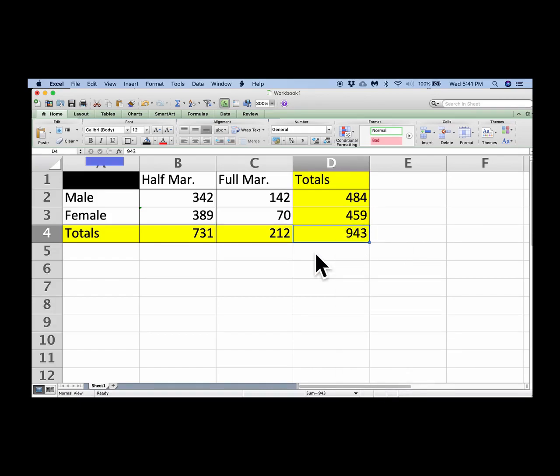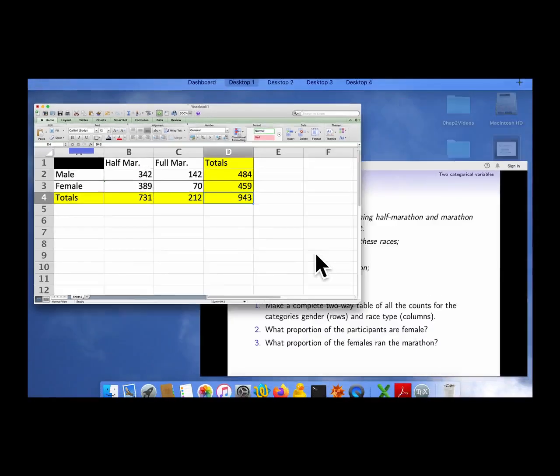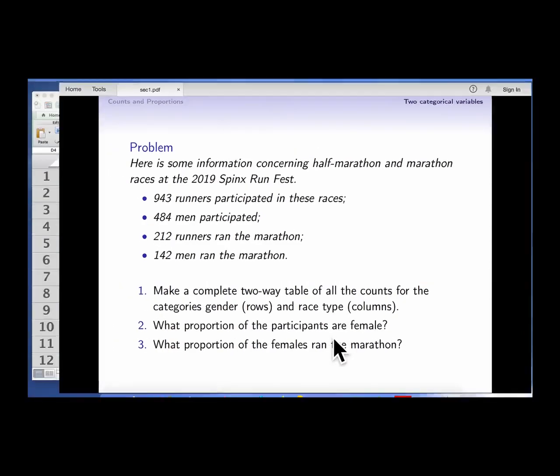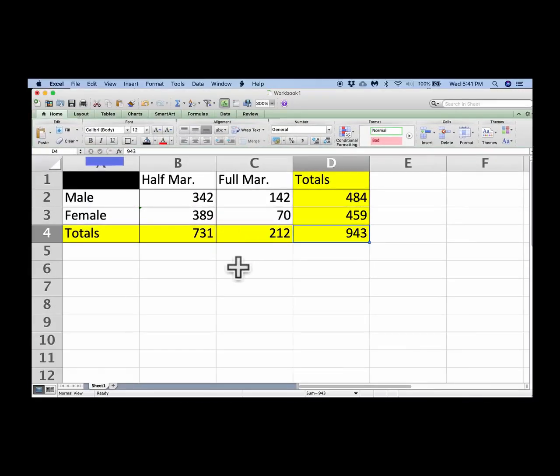Now, let's go ahead and take a look at questions 2 and 3. What proportion of participants are females? Okay, so here are the participants, the 943. What proportion of them are females? Well, that's the 459. So if we do a little side calculation here, we take the 459 females and divide that by the total number of participants. And we see that about 0.486, roughly 49% of the participants are female.